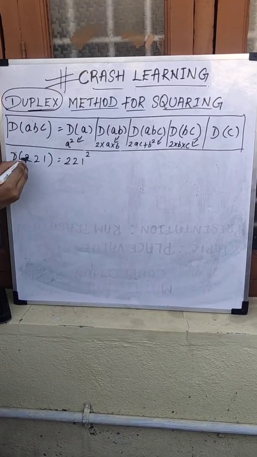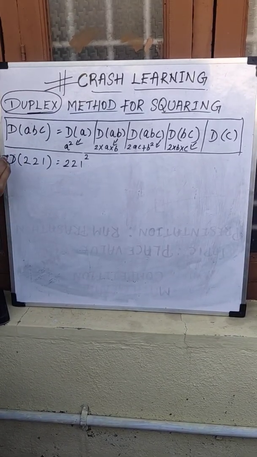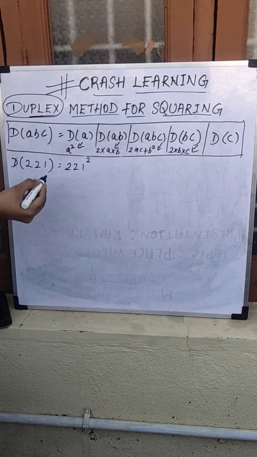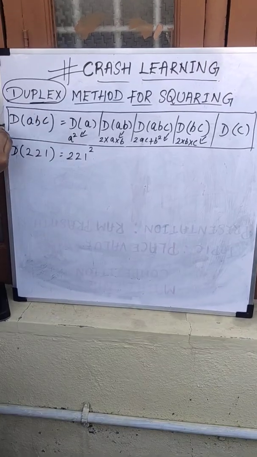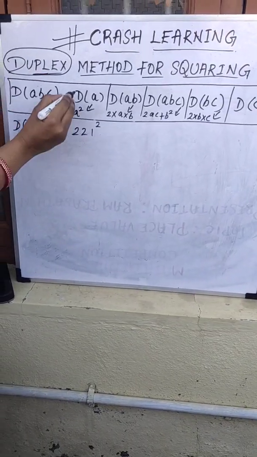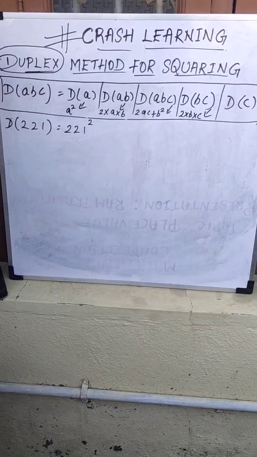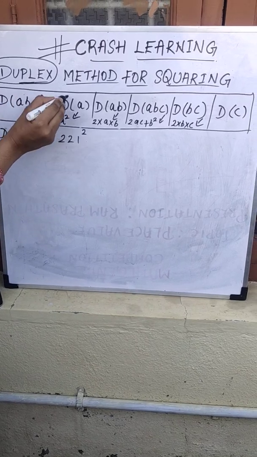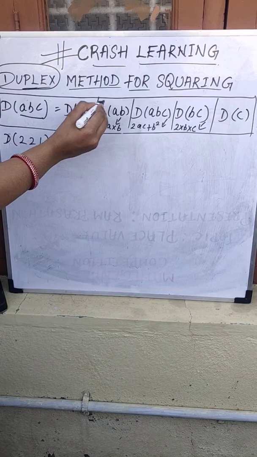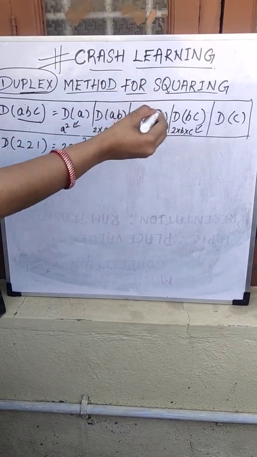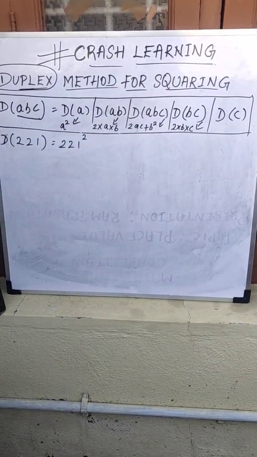Take for example 221. I am going to find the duplex of 221, which is nothing but squaring 221. Here I have written the general form of how to find the square of a 3-digit number by using the duplex method. Let's see the general form. Take any 3-digit number. First we need to split the answer. Once you have split the answer, easily we can write the final product.